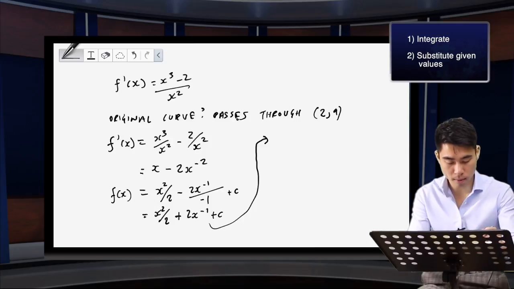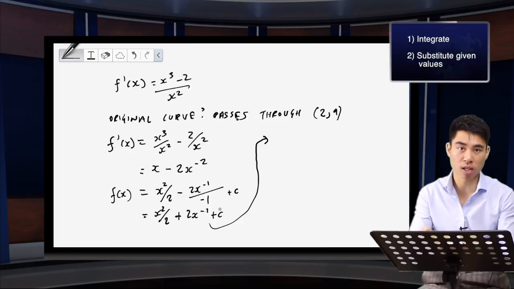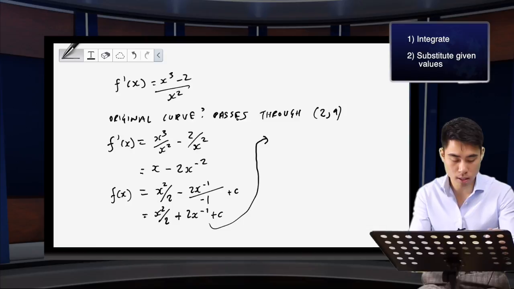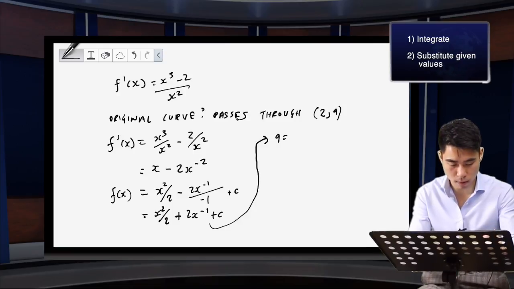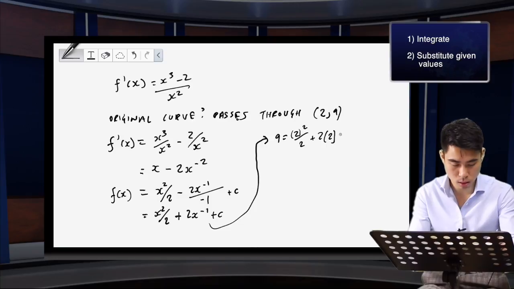Now coming over here, now we've found our expression with our constant term and with our plus c in. We actually want to work out the value of that constant term. How do I do that? I'm going to plug in these two numbers here. Right, so my 9 is going to go in place of my f of x on the left hand side, and then see this x coordinate here is just going to replace each of my x values here. So here I have x squared over 2, it's going to replace that 2, so it's 2 squared over 2 plus 2 lots of x to the minus 1 plus c.